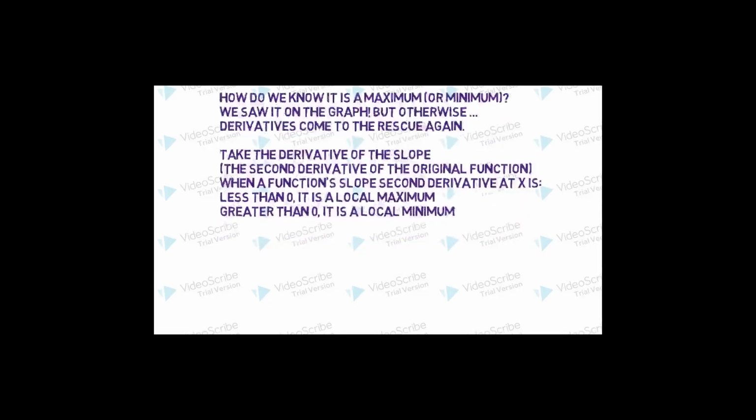How do we know it's a maximum or minimum? We saw it on the graph, but otherwise, the derivative can come to the rescue again. Take the derivative of the slope. When the second derivative of the function at x is less than 0, it's a local maximum. When greater than 0, it's a local minimum.